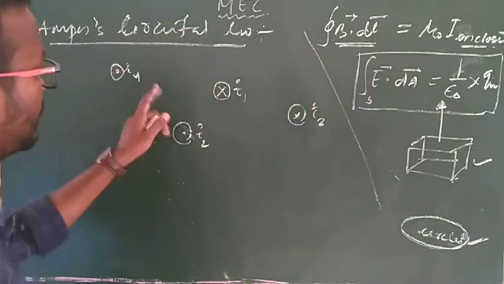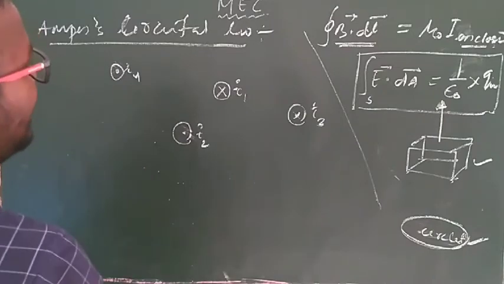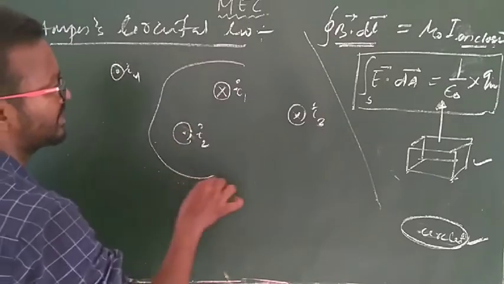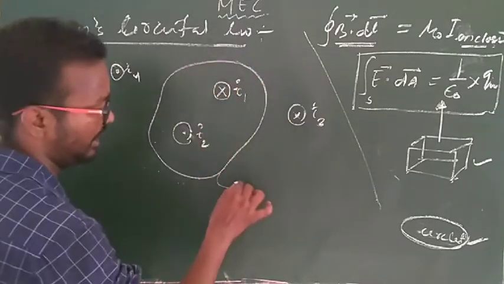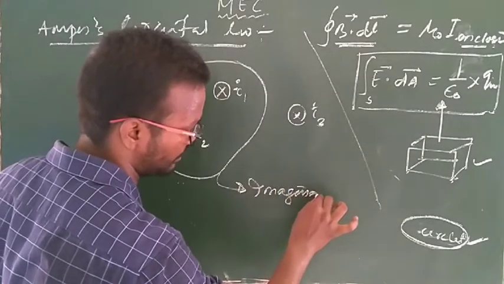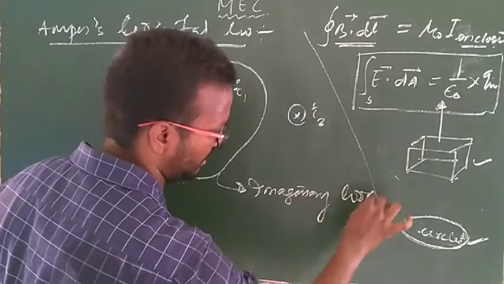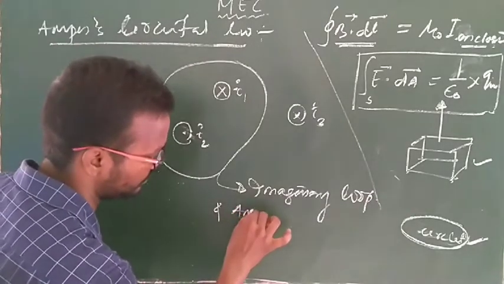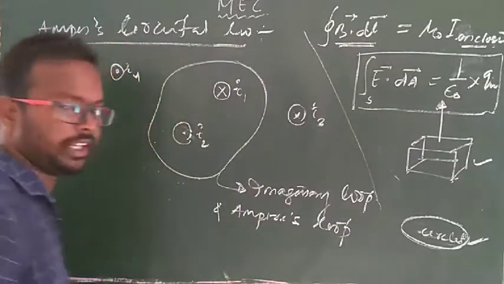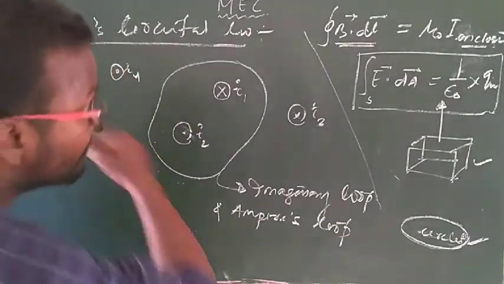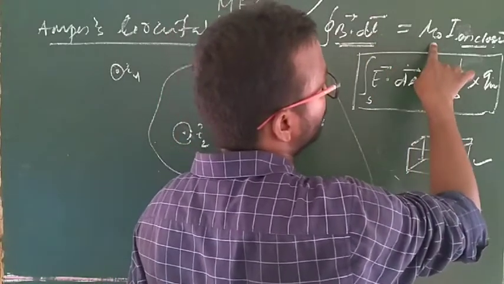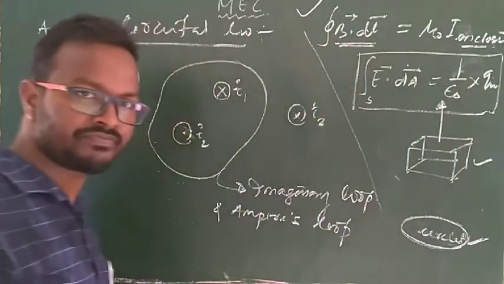Clear? So first we have to draw an imaginary loop, called Ampere's loop. Suppose there is an Ampere's loop and this loop is known as an imaginary loop, called Ampere's loop or Amperian loop. Clear? Now look at the formula, B dot dl, which is equal to mu naught times I enclosed. What is B?